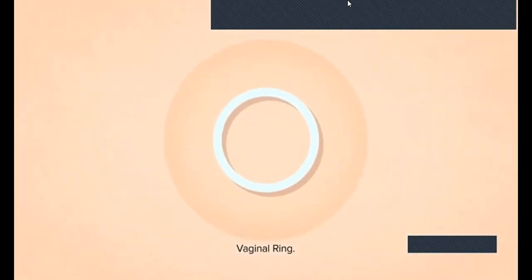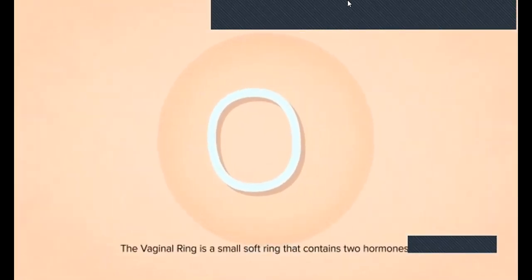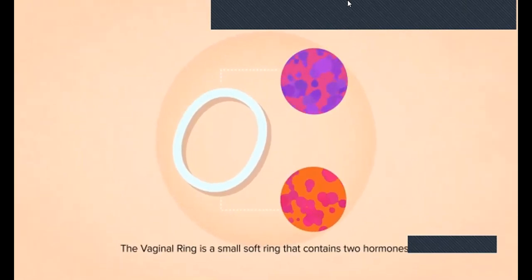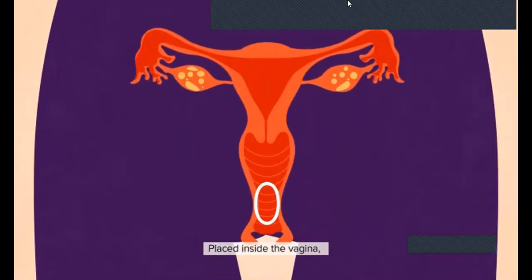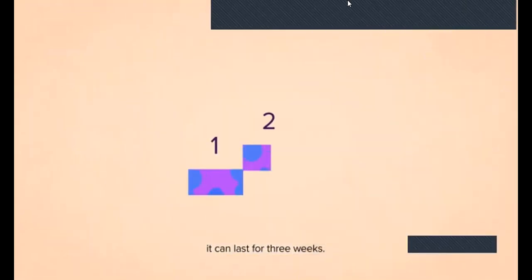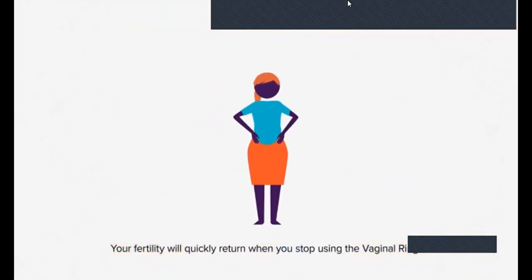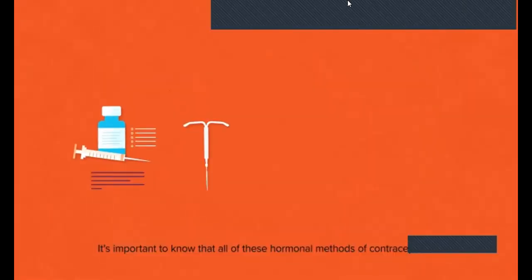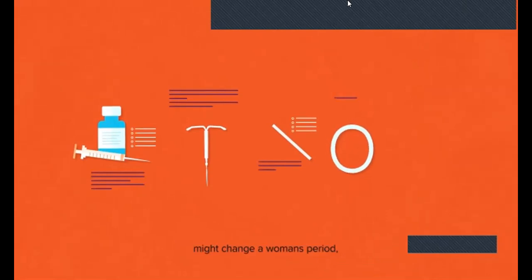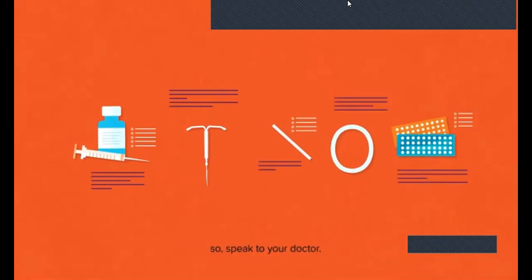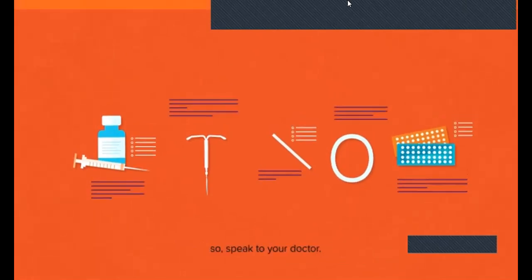Vaginal ring. The vaginal ring is a small soft ring that contains two hormones. Placed inside the vagina, it can last for 3 weeks. Your fertility will quickly return when you stop using the vaginal ring. It's important to know that all of these hormonal methods of contraception might change a woman's period and cause side effects, so speak to your doctor.